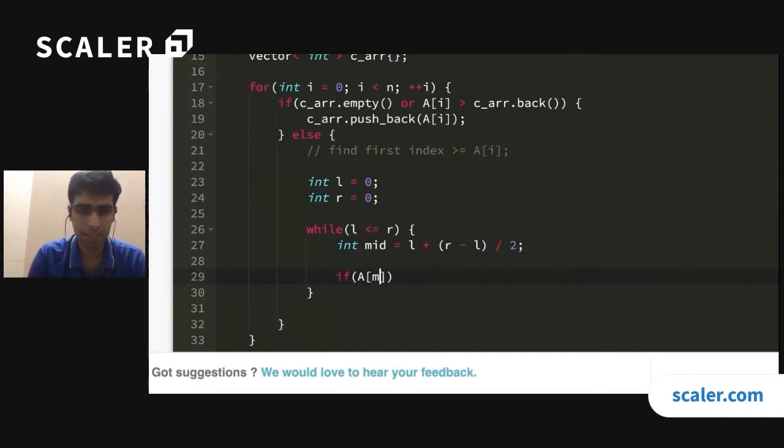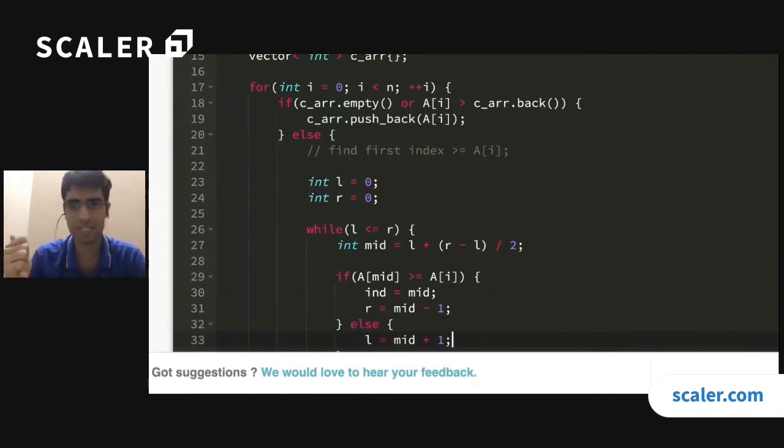If array mid is greater than or equal to array I, I will say index is equal to mid, R is equal to mid minus 1. This is normal binary search. Else L is equal to mid plus 1. I'm basically trying to find the first index that has the value greater than or equal to mid.